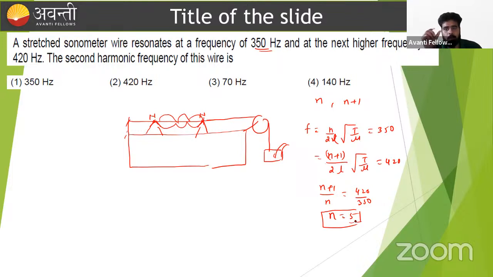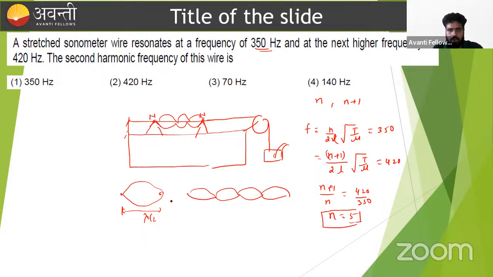It means 5 loops are formed there. We know that the distance between two consecutive nodes is lambda by 2. If 5 loops are formed, 1, 2, 3, 4, 5, then the length of the string will be 5 lambda by 2.